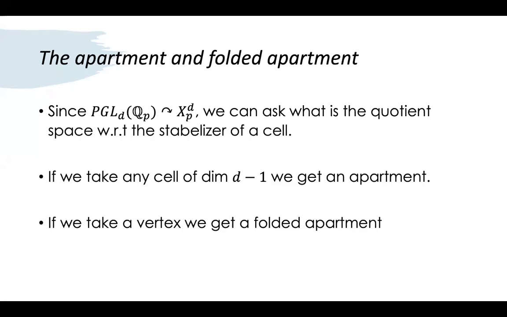we stated that there is an action of PGL DQP, some group of matrices, on our building, on our nice simplicial complex, and we can ask what is the quotient of this space with respect to a stabilizer of a point. So if you have a group action, it may stabilize some of the cells. So there are elements of the group that keep some cells in place. For example, the identity element stabilizes everything.